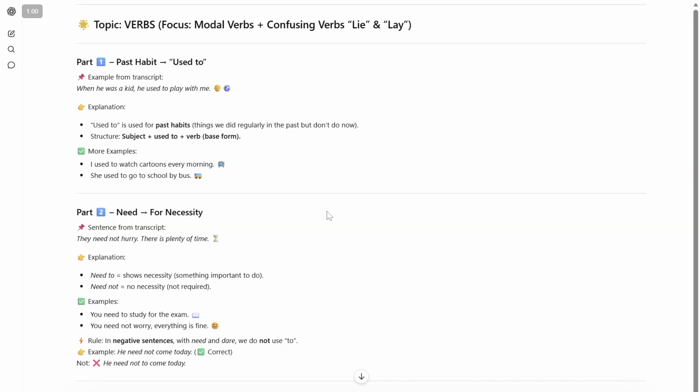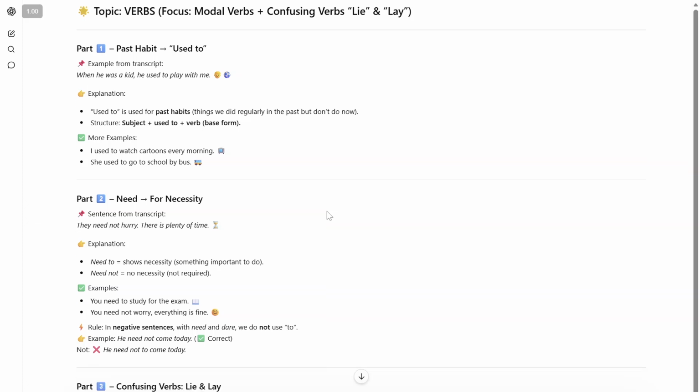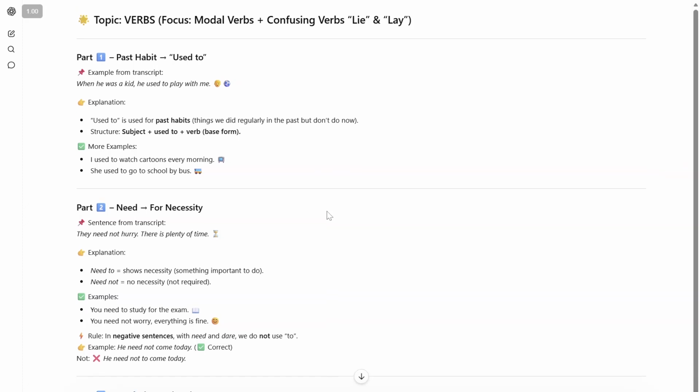Part: past habit, used to. Example from transcript: When he was a kid, he used to play with me. Explanation: used to is used for past habits, things we did regularly in the past but don't do now. Structure: subject plus used to plus verb, base form. More examples: I used to watch cartoons every morning. She used to go to school by bus.